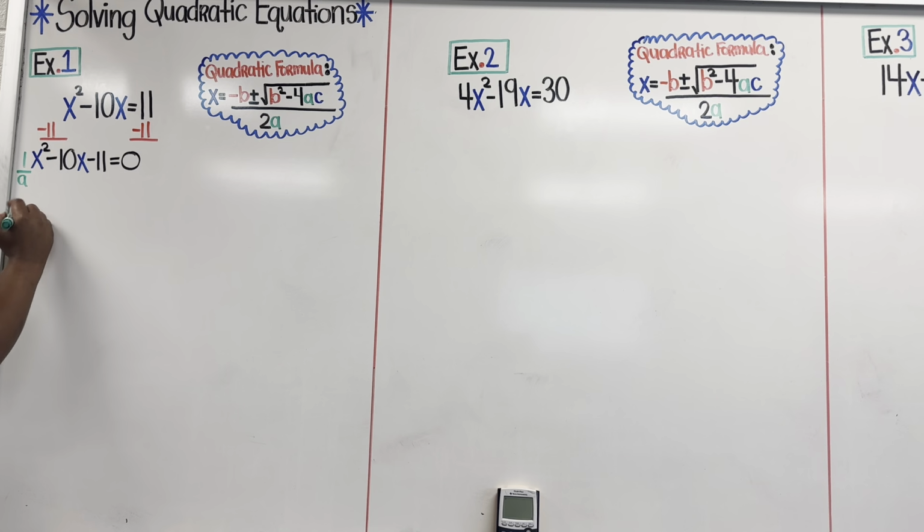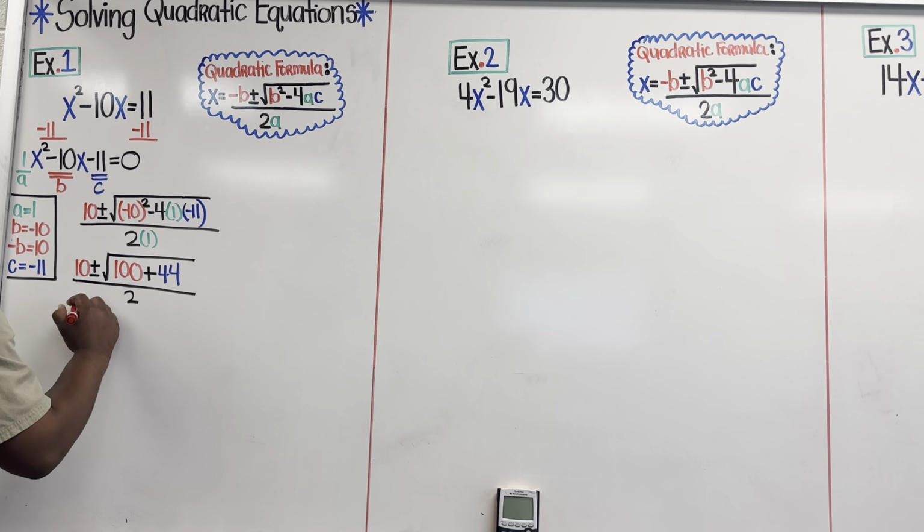So we're going to have 10 plus or minus the square root of negative 10 squared. A negative times a negative is just like a positive times a positive, so 10 times 10 is 100. A negative times a negative is a positive, so 4 times 11 is 44, times 1 is still 44, so that's plus 44. All divided by 2 times 1, which is just 2.